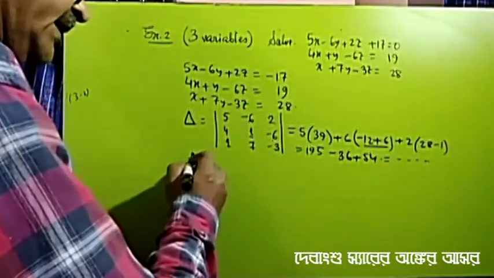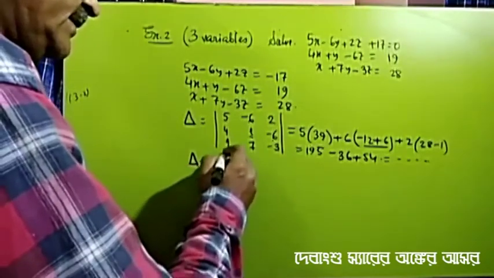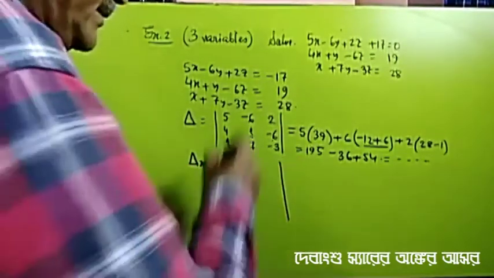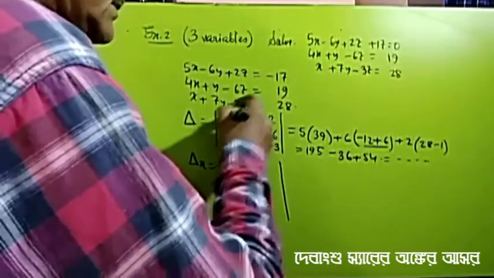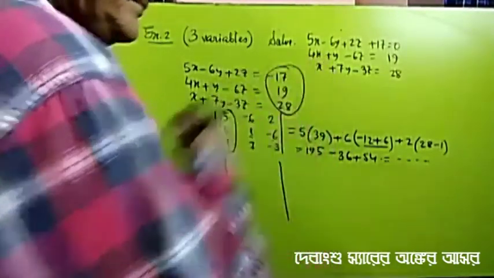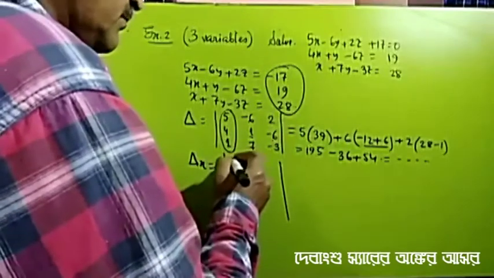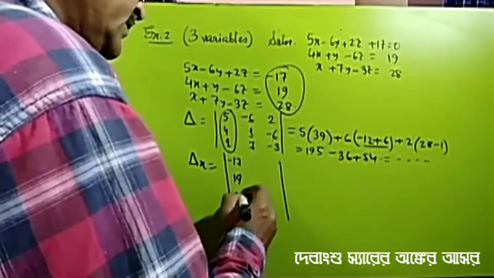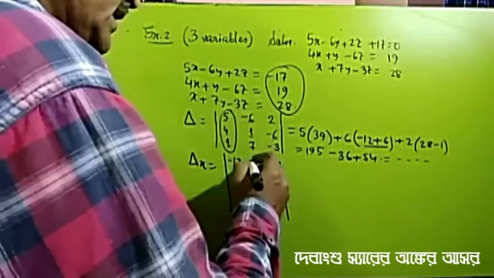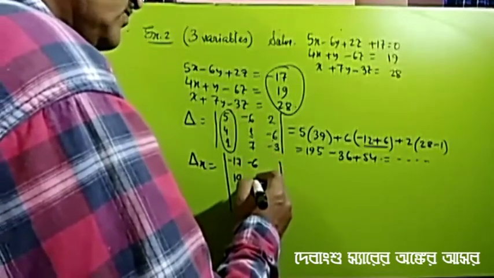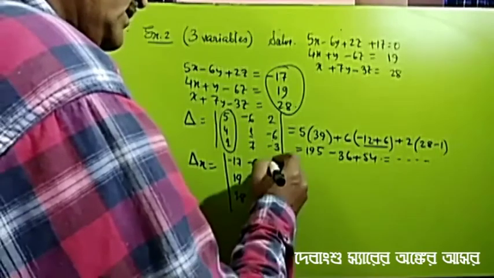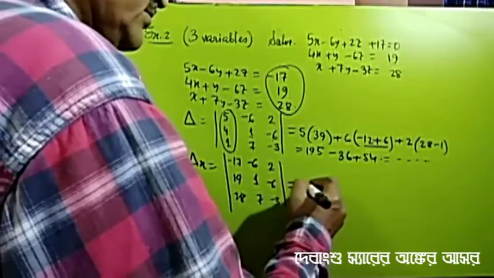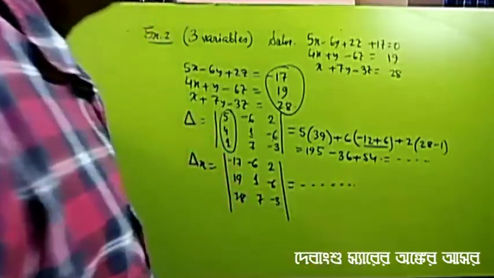Next, delta x. Delta x is obtained by eliminating the coefficient of x by this constant. So minus 17, 19, 28 and 6, 1, 7, 2, minus 6, minus 3. Now you can calculate its values.